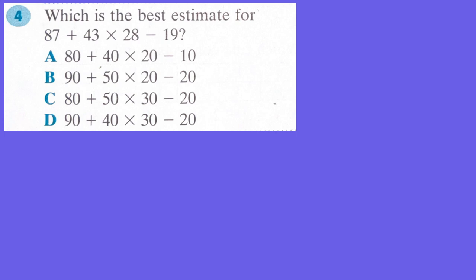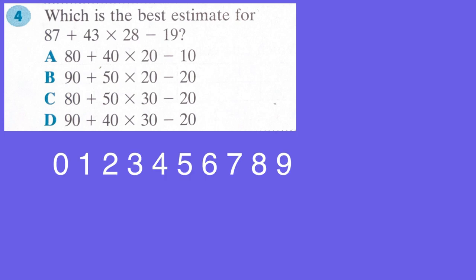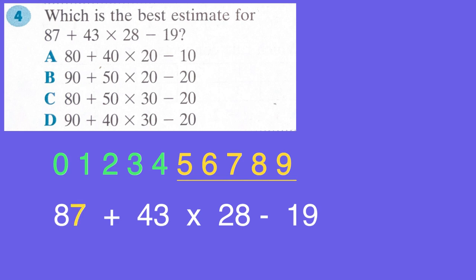To do this problem, you need to know how to estimate. So you will need to know what happens to the last digit of a number. So your last digits could be 0, 1, 2, 3, 4, 5, 6, 7, 8, or 9. Let's look at the digits 0, 1, 2, 3, and 4. That's 5 digits altogether. Now we'll take the next 5: 5, 6, 7, 8, 9. These colors should help us to estimate. For example, in the number 87, our last digit is 7, so we will color it yellow. And in 43, our last digit is 3, so we'll color it green. In 28, our last digit is 8, so we'll color it yellow. And finally, in the last number 19, the last digit is 9, and we'll color it yellow.